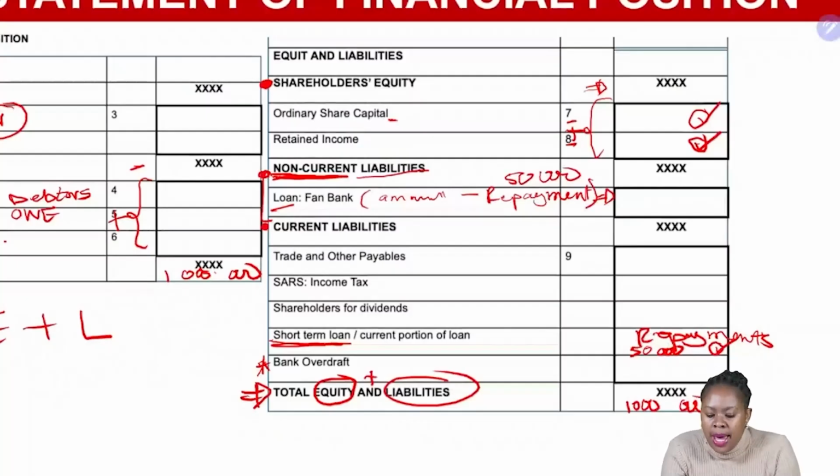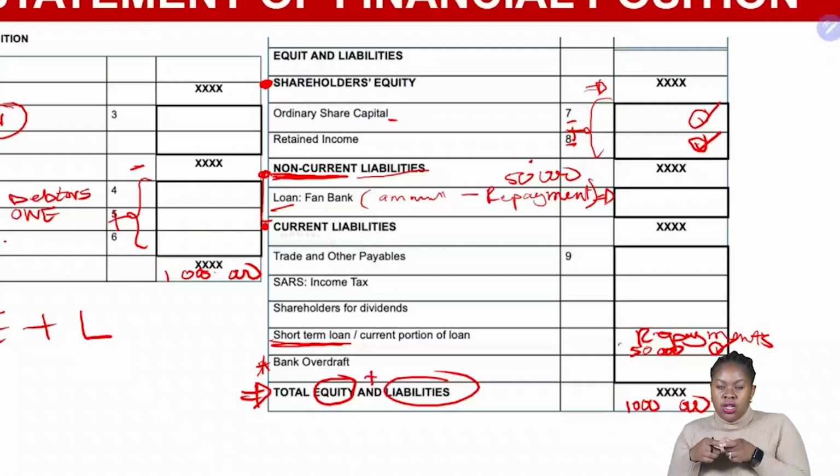So you have to show your workings. That's another aspect. You have to take the amount that is outstanding and subtract the repayment. That very same repayment, you copy and paste in the short term, because current means short term, within the next 12 months. Okay, so that is the situation with our loan.